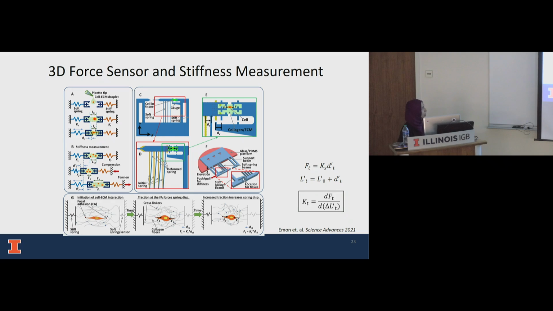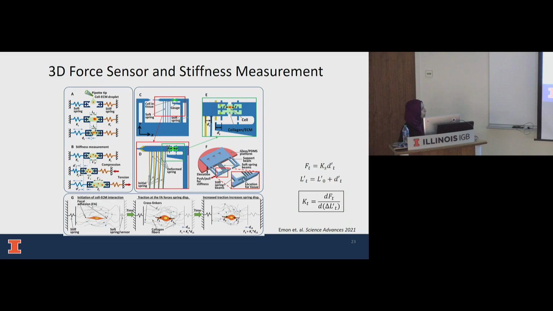So the basic idea is we have a stiff spring and a soft spring, and they are attached to a grip. We can dispense a cell-ECM mixture on this grip and form the tissue. And as the cells pull, this grip moves, and this causes displacement in the soft spring. From the displacement of this soft spring and with the known elastic modulus, we can calculate the single cell force.